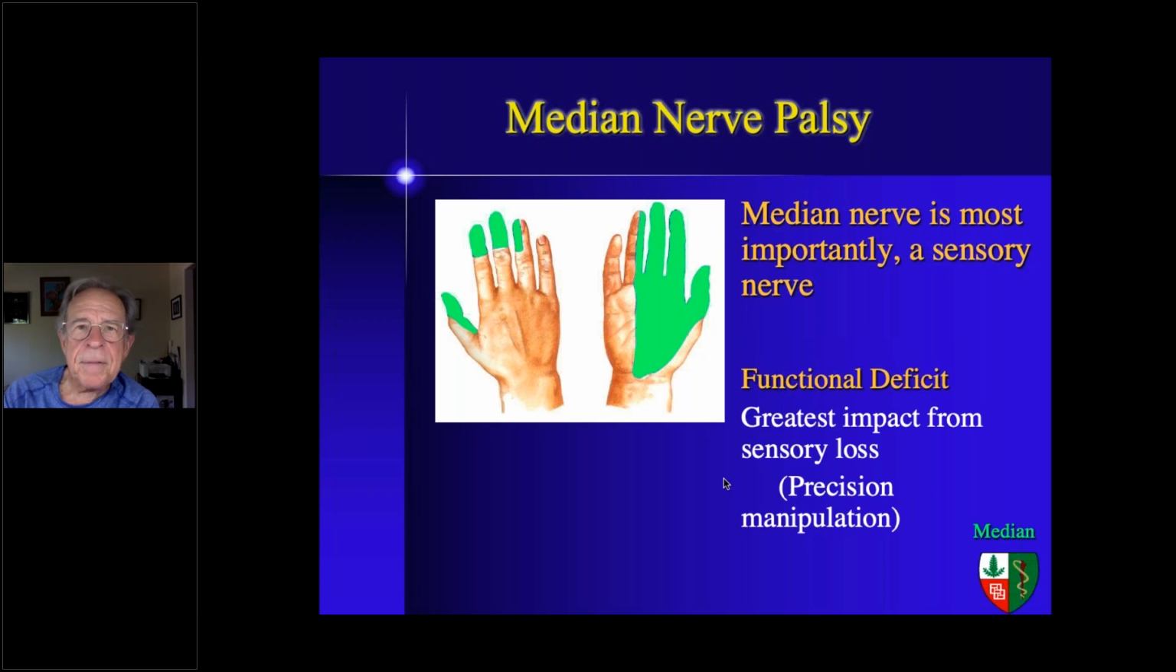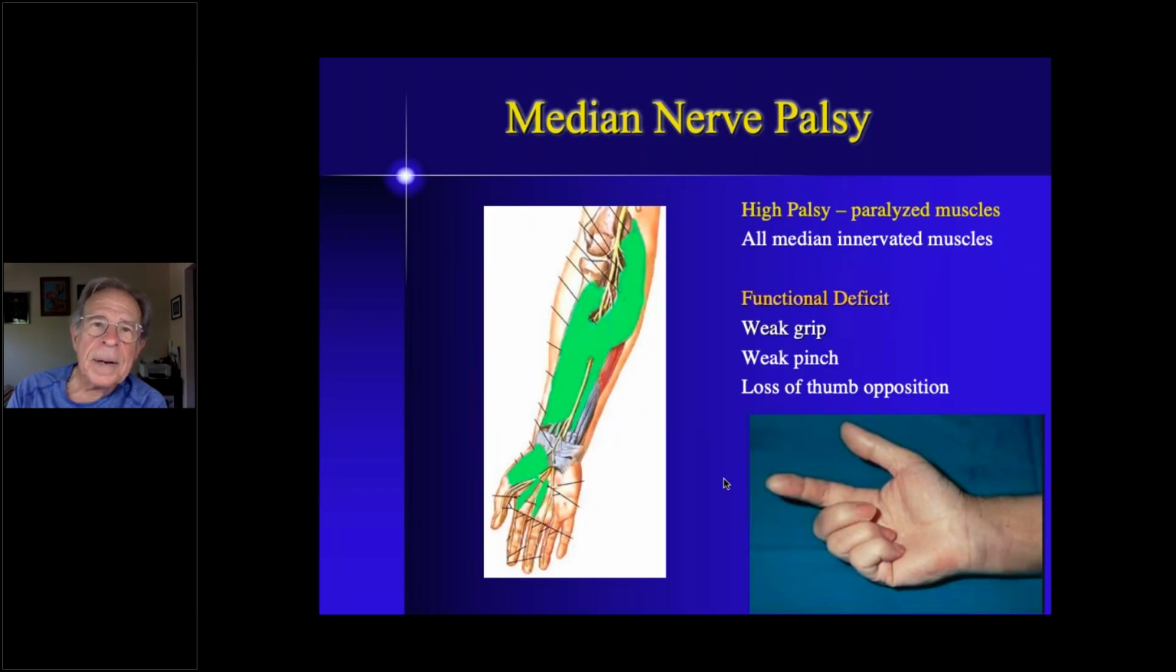Let's look at the next nerve, median nerve palsy. Recall that the median nerve is mostly a sensory nerve, at least for the hand. And that's the greatest functional deficit. And so we have to keep that in mind. But in terms of its muscles, in a high median nerve palsy, all the median nerve innervated muscles are paralyzed, and the functional deficit is a weak grip, a weak pinch, and the loss of thumb opposition, as you see in this patient who has a high median palsy.